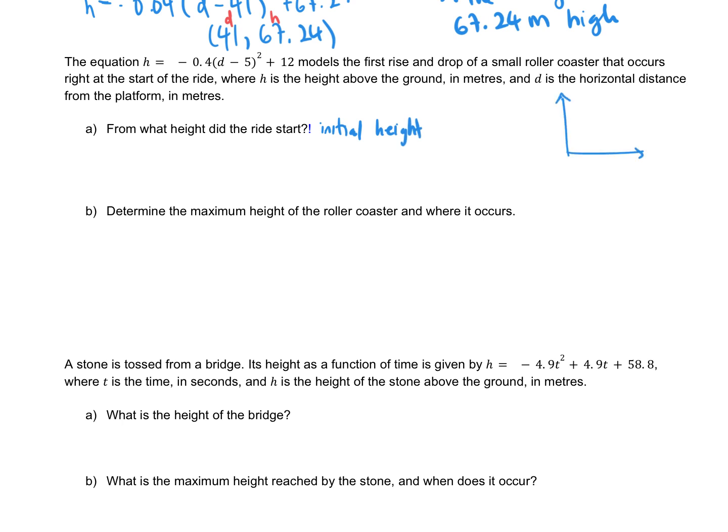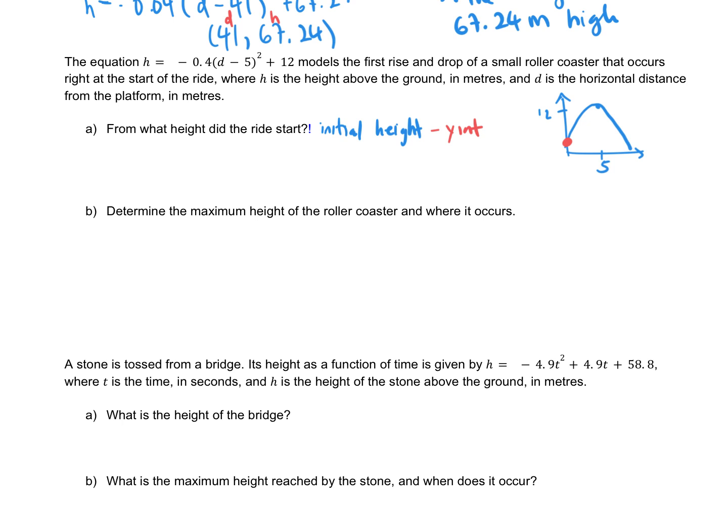sketch to guide us. So we should already know our vertex is 5, 12. And we know the parabola is opening down. So maybe it looks something like this. I'm not really sure. Maybe the y-intercept is at the origin. Maybe we're starting right at ground level, or maybe we're starting a little bit on a platform. So here's my sketch. Starting height is here. Now I can see, oh, that's my y-intercept.